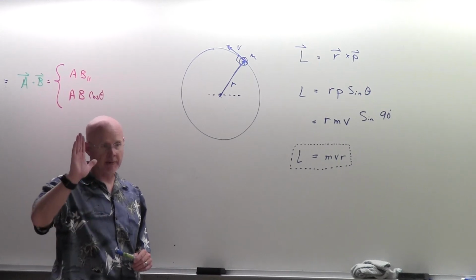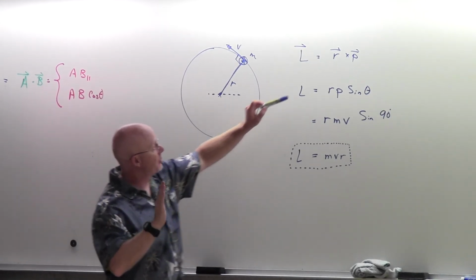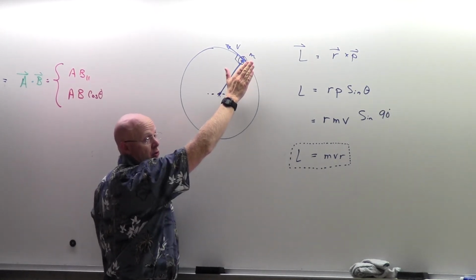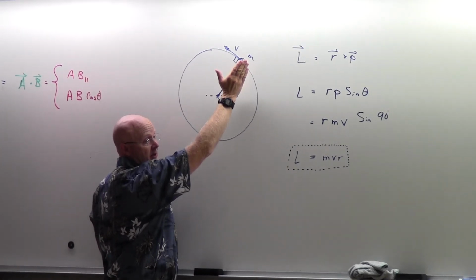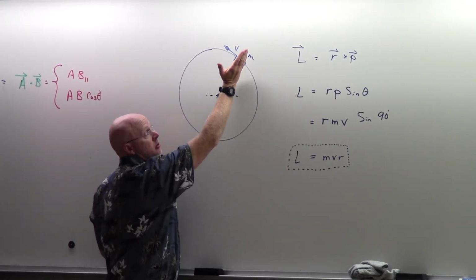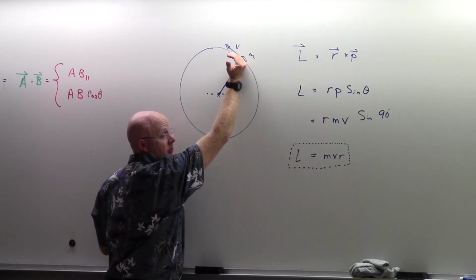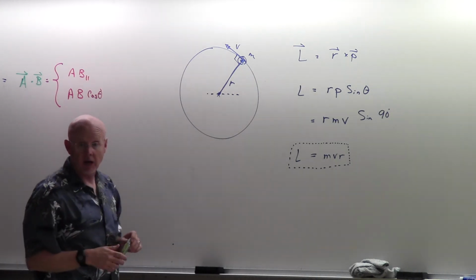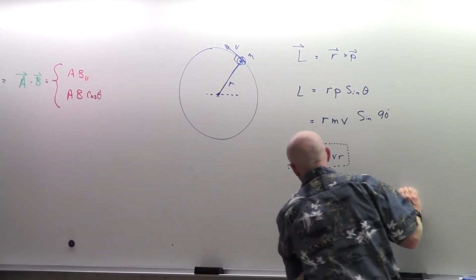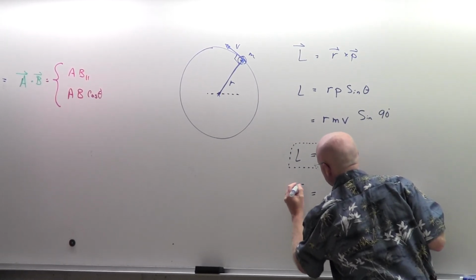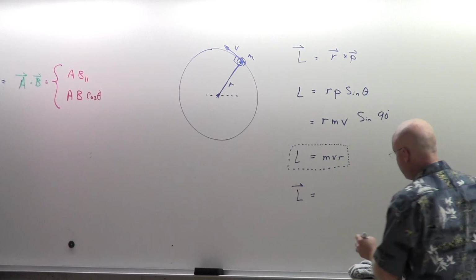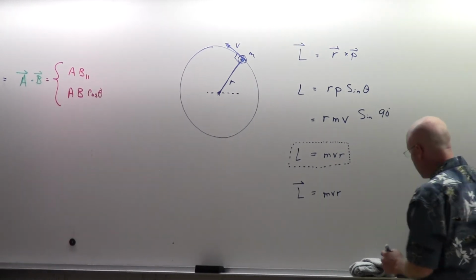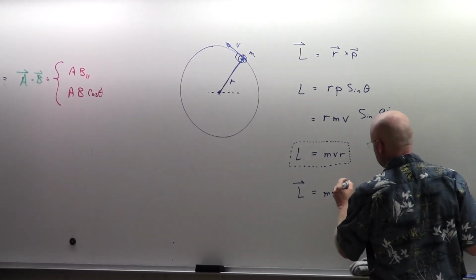Well, here's where I'm going to take my right hand, and I am going to put my fingers in the direction of R. There it is. I'm going to adjust my hand, always leaving my fingers in the direction of R, so that I can close it towards P. And so what direction is my thumb pointing? Positive. So if I were to write this as a vector, it would have a magnitude of mvr. It would have a direction in the z-axis.